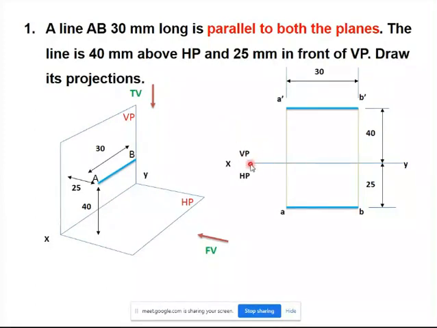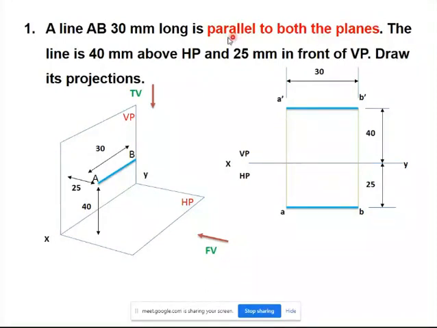Initially we will create a horizontal line. That is called the reference line, and the name of the reference line is XY. We have to write the plane names. Above the reference line, we mark it as VP, and below the reference line, we mark it as HP. So this is what we call the first quadrant representation, and we can start our problem.